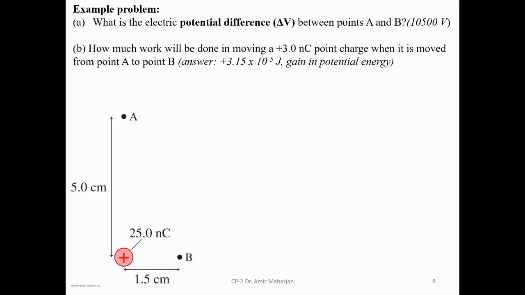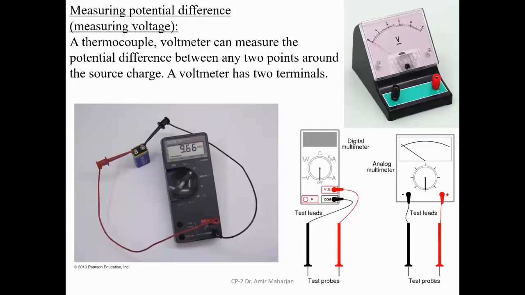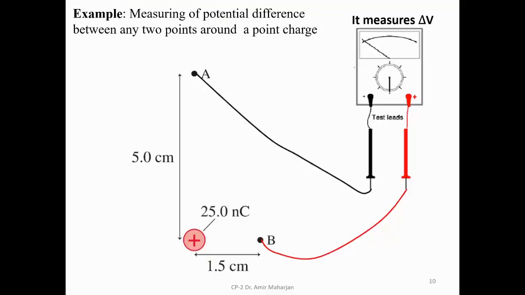Then we can solve some basic problems. How do you measure the potential difference in real life? You just need a voltmeter or multimeter, digital or analog. They measure the potential difference between any two points. Suppose you have the positive and negative terminals of a battery, and you connect them to the voltmeter. It will measure the electric potential difference between the two terminals of the battery, say 9 volts. These are some examples of how you measure.